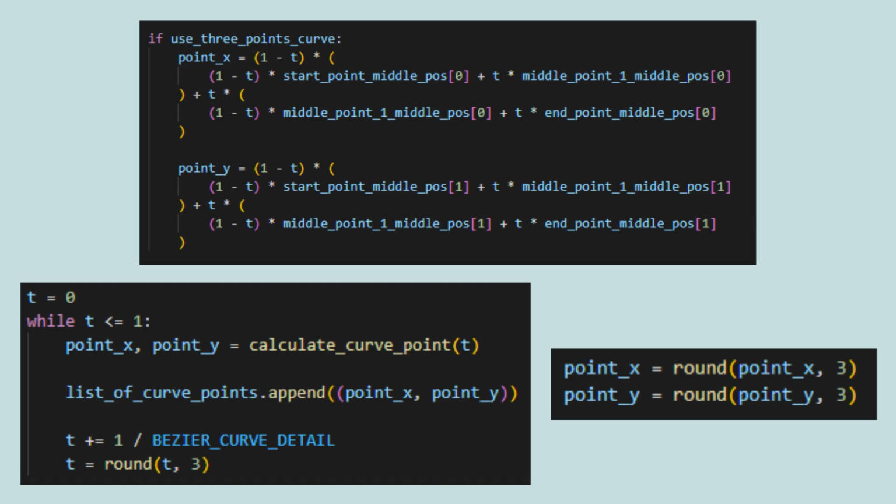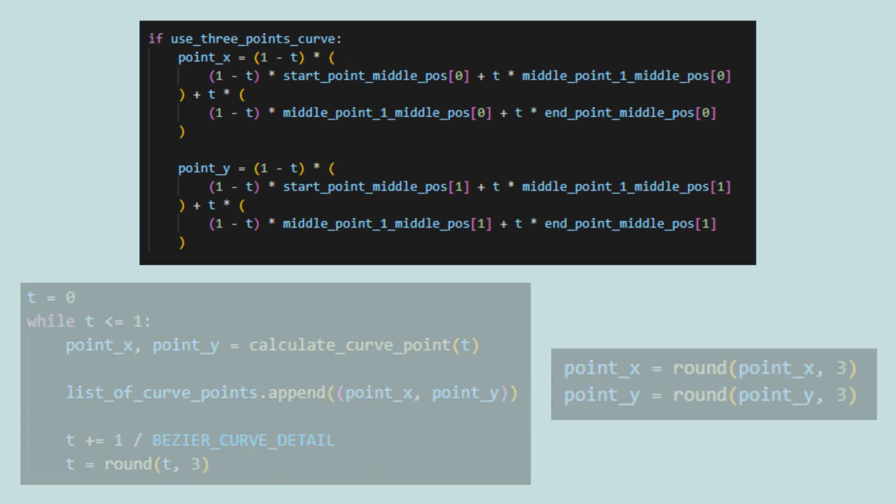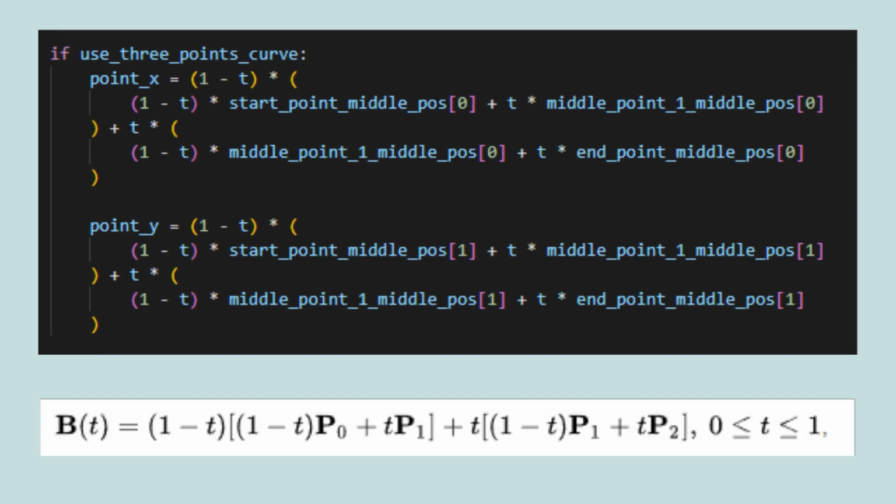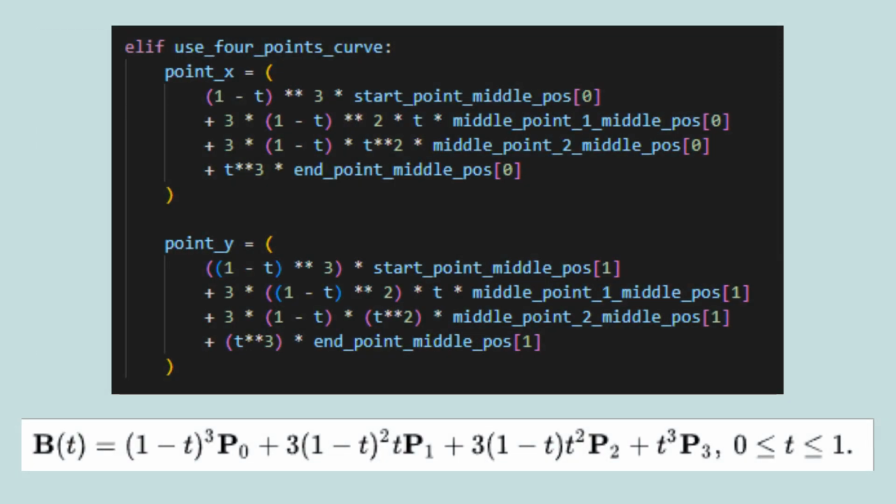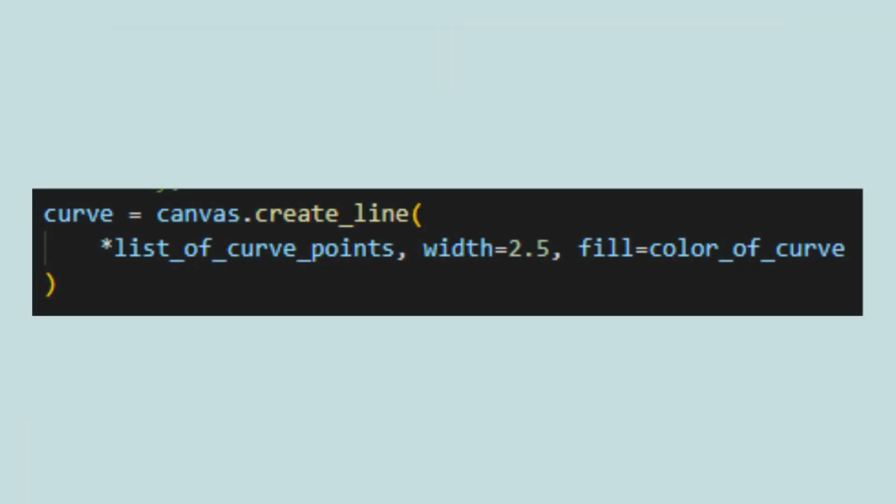The bigger the number Bézier curve detail, the more accurate the curve is. Of course, for a perfect Bézier curve, this variable would need to be infinite. The equation itself is the same as this one, only written in Python logic. The same applies for the cubic one. Once all of the points are calculated, a polyline is drawn through them.